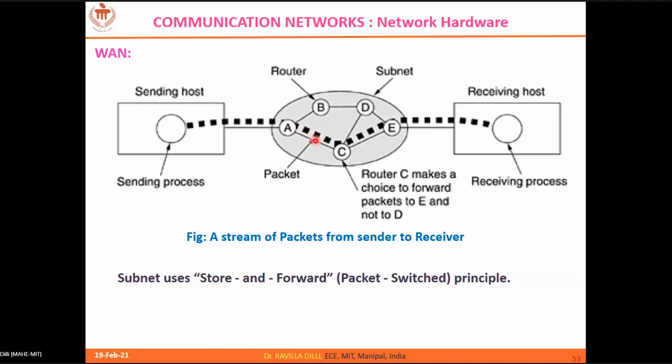Here the packets in the subnet can take the same path, or they can also take a different path, even though the traffic is the same. Okay, it belongs to a single user, but still the packets can take different paths. So packet 1 will take ACE, and packet 2 can take ABDE. That is possible.